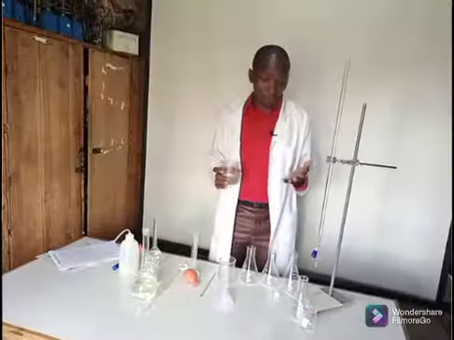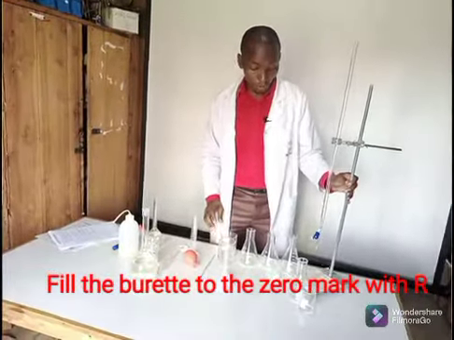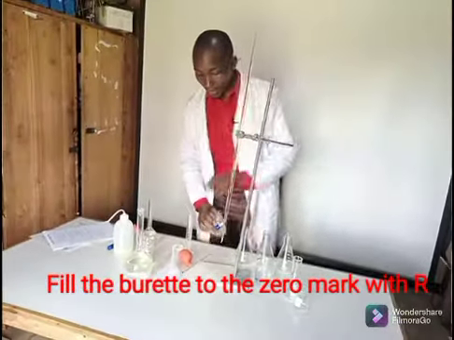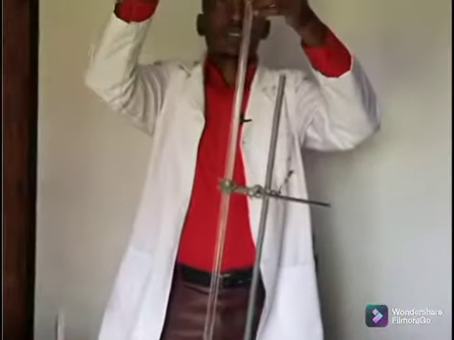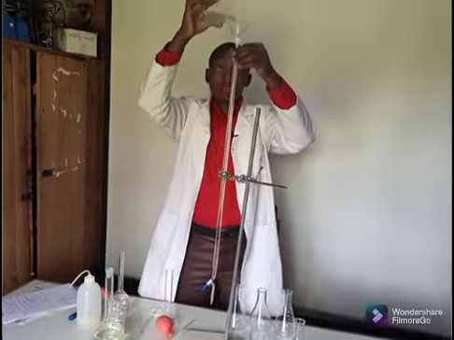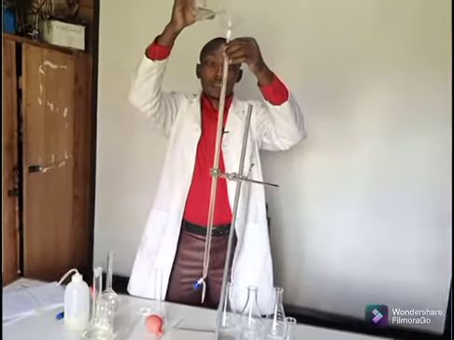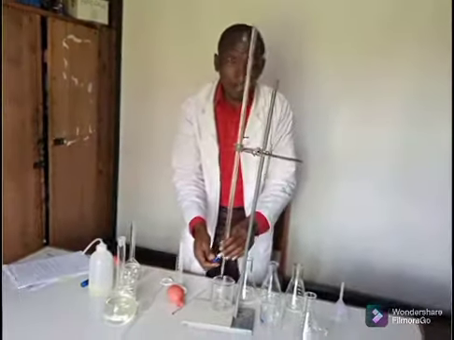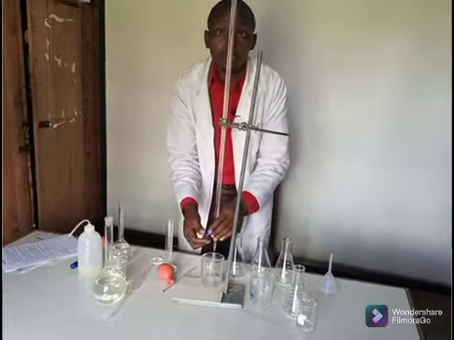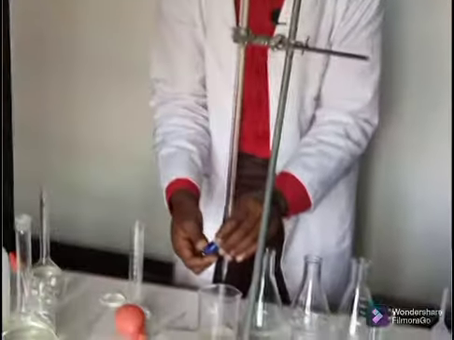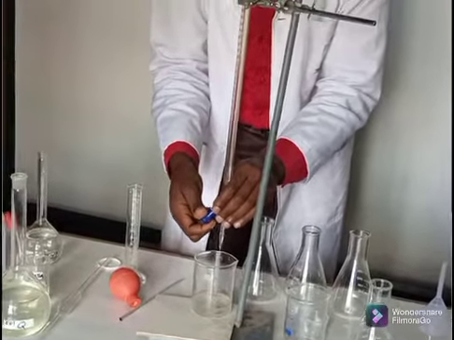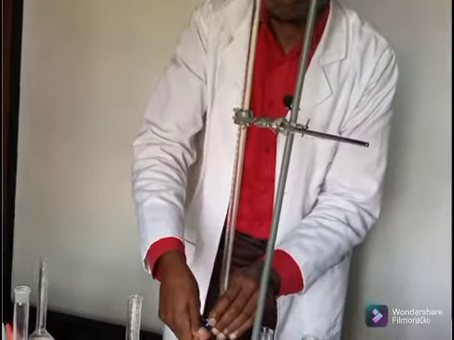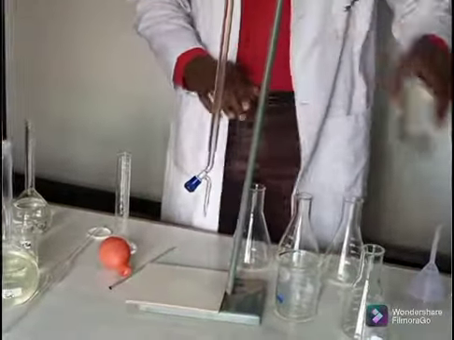So what do I do with solution R? This is the solution that I'm going to place into my burette. I fill the burette to the zero mark with the solution labeled R, then adjust to the zero mark. Remember, the reading should be at your eye level, below the meniscus, as we did before. So my solution will start from zero.